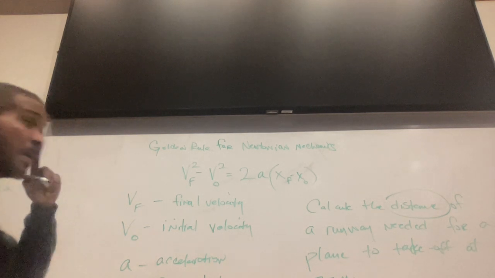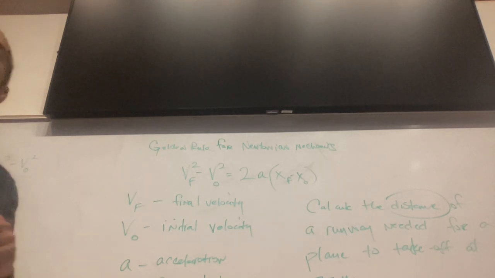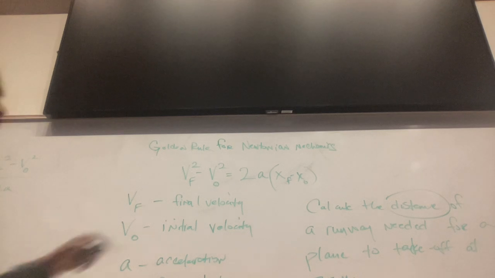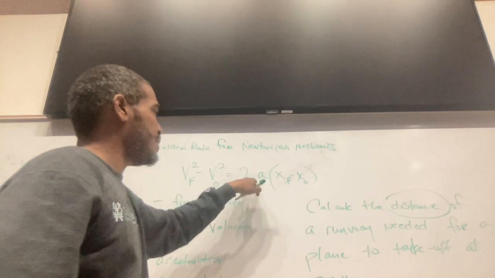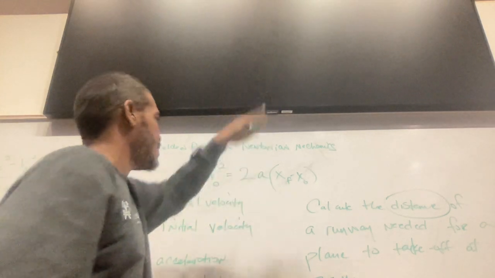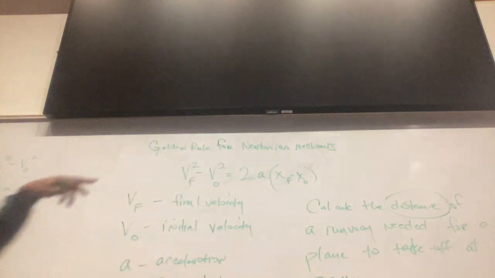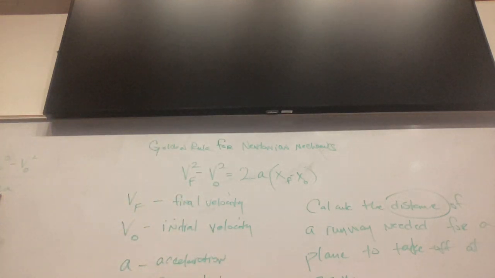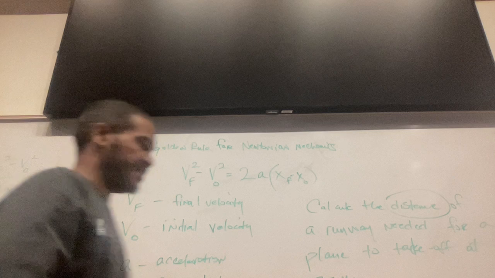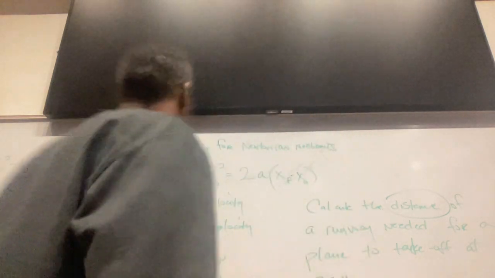Is the 2a not negative? It's not going to be negative. We divided it here, that's why it went away here, and then we divided on this side, and that's why it's showing up right there. So now we have an equation for the distance of our runway.